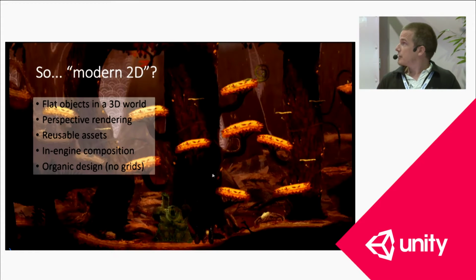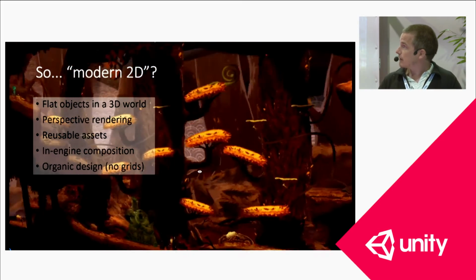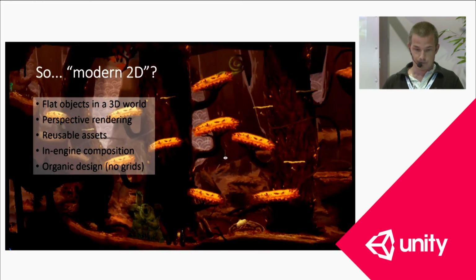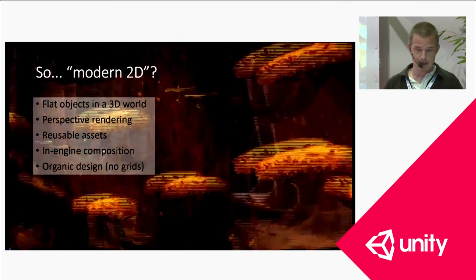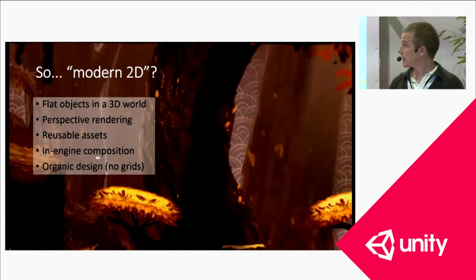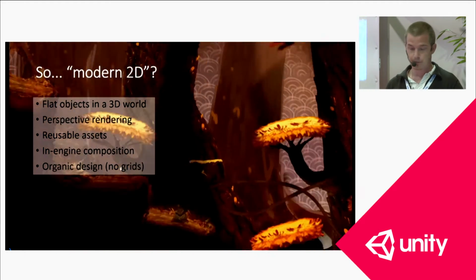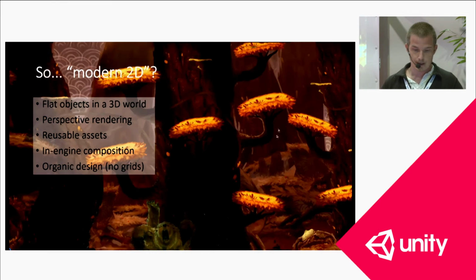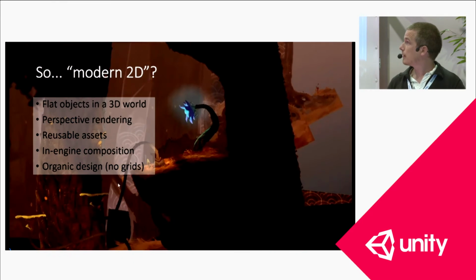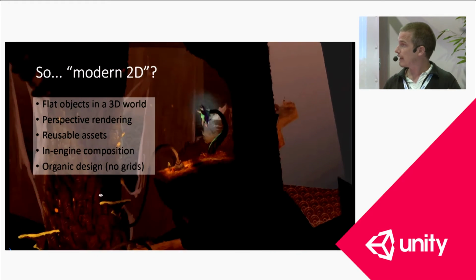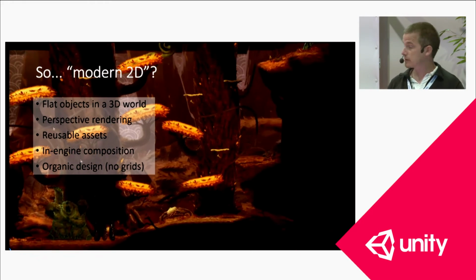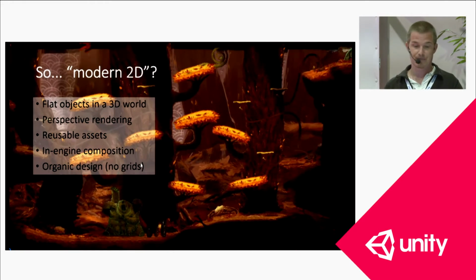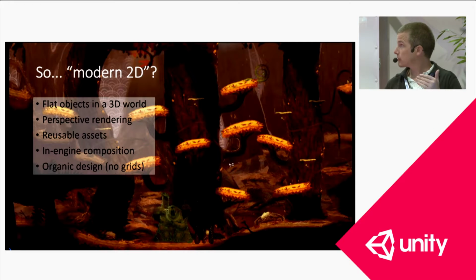And our take on 2D is, well, obviously to do 2D in a 3D engine, which is Unity. We use perspective rendering. We don't have parallax or whatever. And we just place flat objects in a 3D space. And flat objects means no intersecting geometry. Everything is drawn on top of each other.